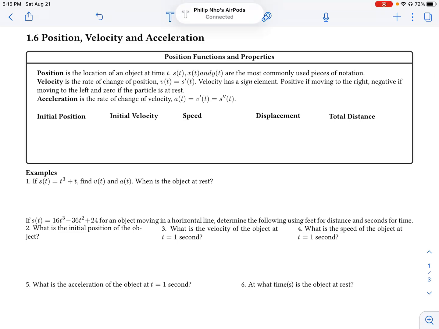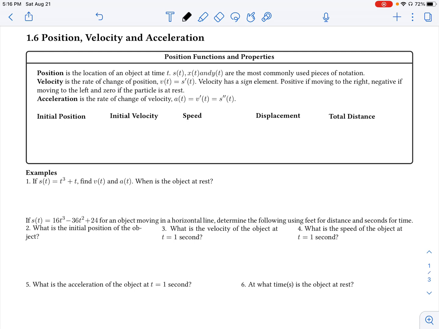All right, well, now that we've had a chance to talk about derivatives extensively and also have some exposure to higher order derivatives, let's start looking at some of the uses or applications of derivatives. And so this section is all about finding and working with problems involving position, velocity, and acceleration.